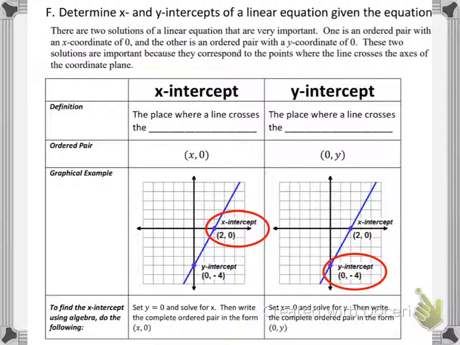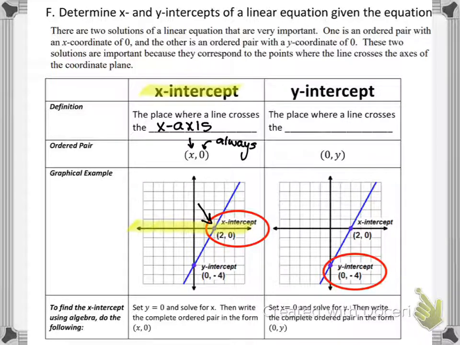Before we do some problems, we really want to talk about what we mean by x and y intercepts. So if I look at the x-intercept, that is the place where it crosses the x-axis. So this is a graphical or visual understanding of what the x-intercept is. If I write the x-intercept as an ordered pair, I'm going to have some value here for x, and then I'm always going to have 0 in place of y.